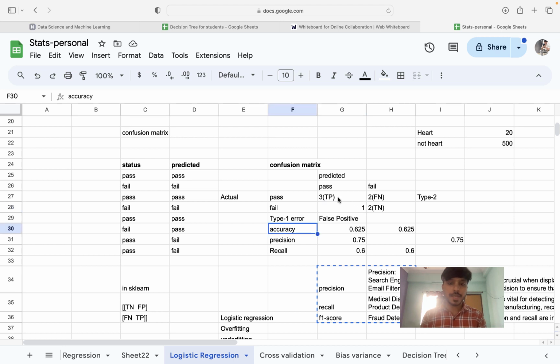Accuracy is calculated as, out of all the values, you add all these values: TP plus TN divided by all, TP plus TN plus FN plus FP.